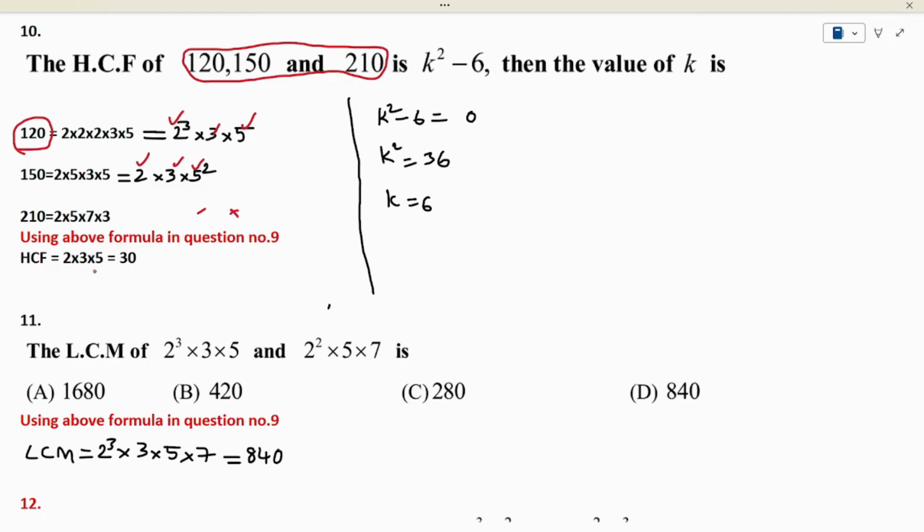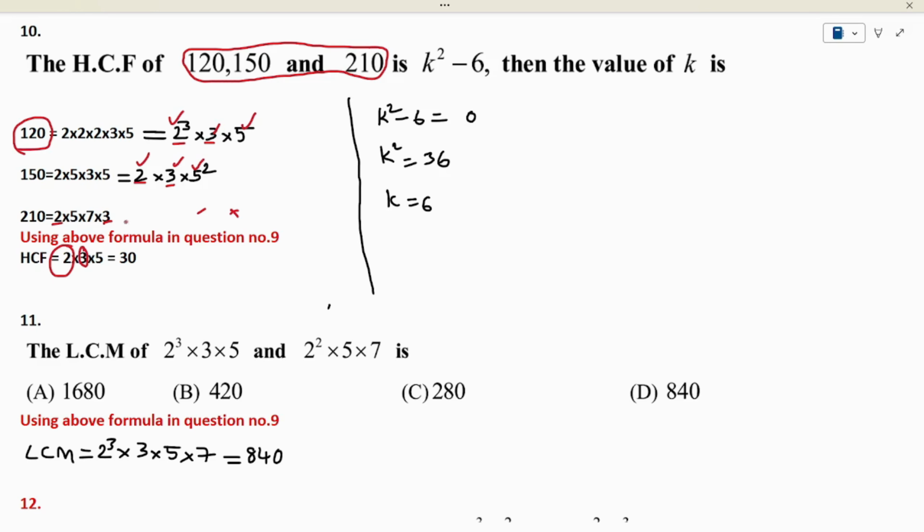What is HCF? To calculate the HCF, we need to take the common factors. See here, 2 also here, 2 also here, 2 also here. So, I can take 2. But which 2 we need to take? The 2 as a factor which has the least power. That number only we need to take for the calculation of HCF. So, I am taking 2. Again, 3 also common factor. We have 3 here, we have 3 here, we have 3 also here. So, 3 also a common factor. So, which has least power? 3 power 1. So, I choose 3 power 1.